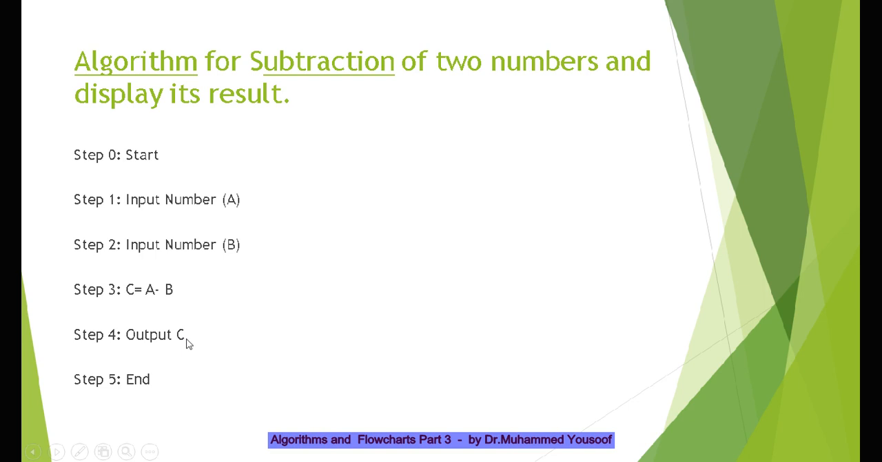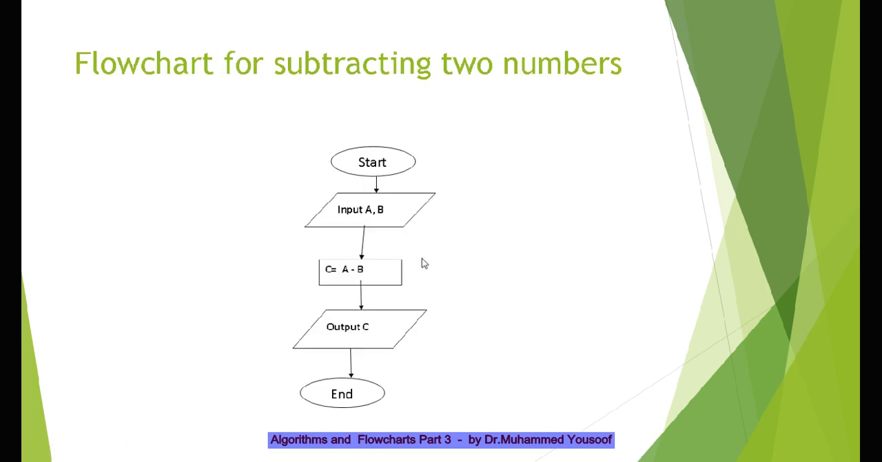Now you can see the same idea for the flowchart. Start, input A comma B, then C equal to A minus B. This is input. You can see I am using parallelogram shape for this one, because this is input. This is a rectangle shape. Why? This is process. And again I am using parallelogram because this is output, and I am using oval for start and for end.